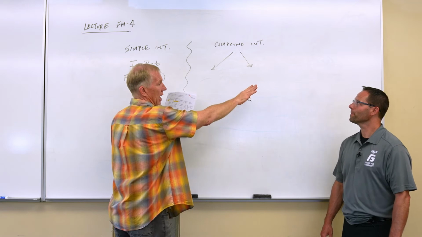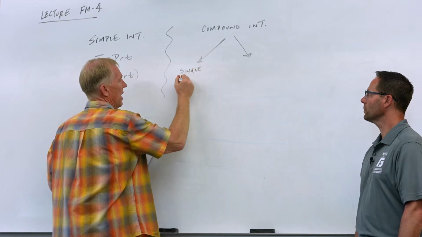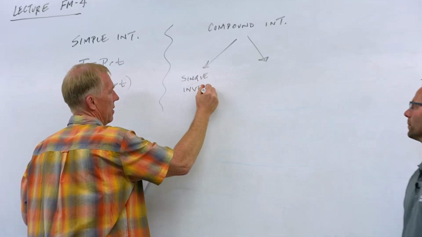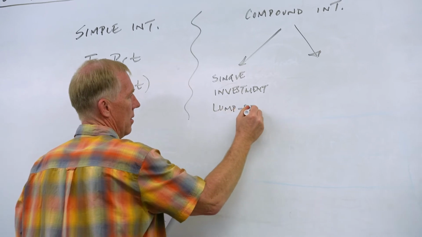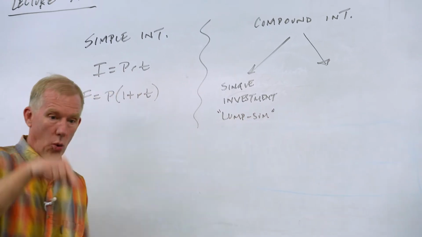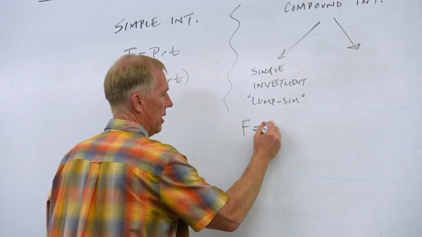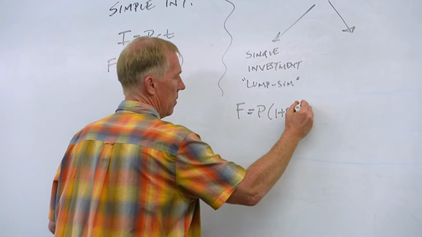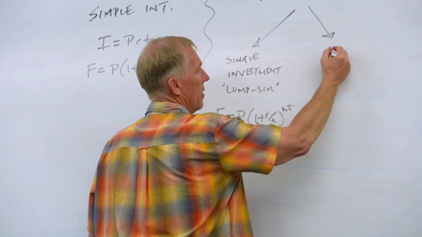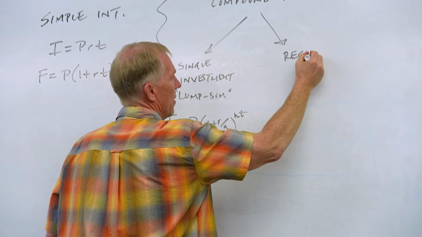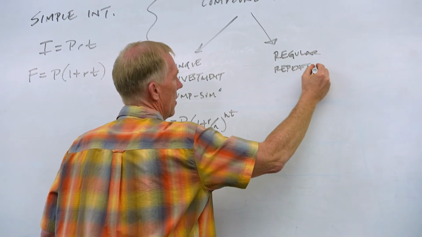But there's 2 different kinds of compound interest problems, right? There's the single investment. Sometimes we call these lump sum problems, which means that you're making one investment and you're getting one return out. And we know the formula for these. But it is clearly compound interest. But the alternative is what, Pete? Repeating deposits. Yes. Regular repeating deposits.